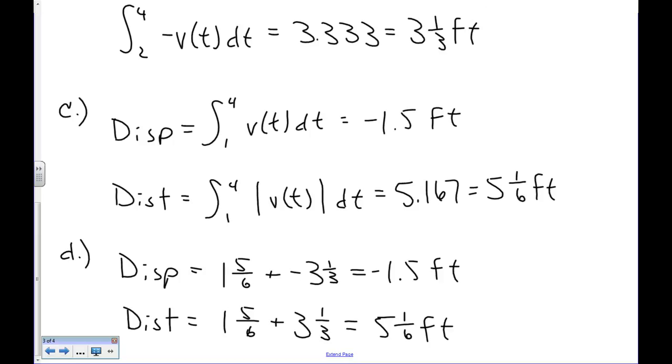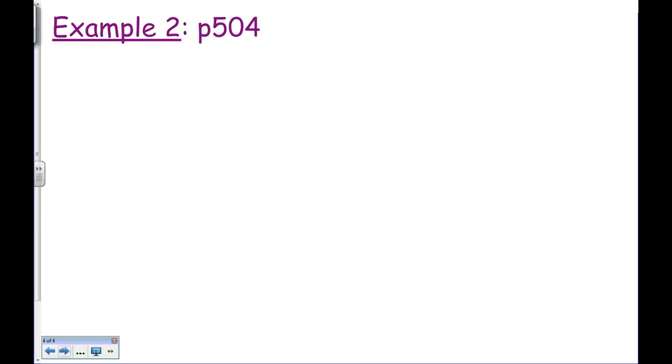All right, so let's take a look at another example. Look at example 2 on page 504. Example 2 says a car accelerates for 24 seconds. Its acceleration, in miles per hour per second, is measured every 3 seconds and listed in the table below. Notice the units there, by the way. There's hours and seconds in those units. Be careful with those.